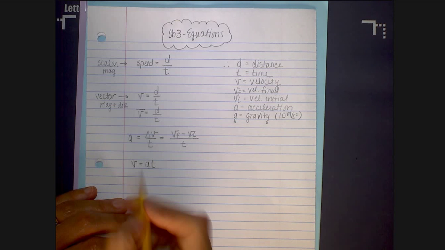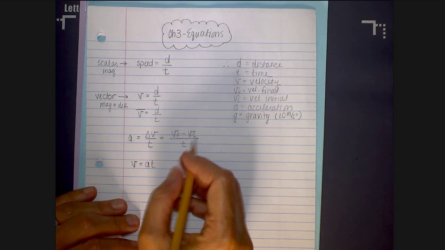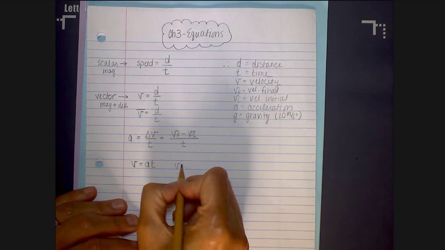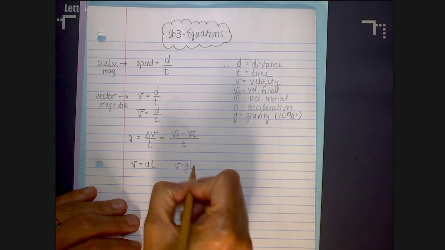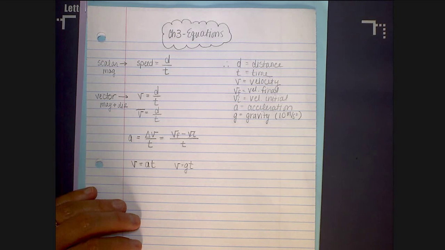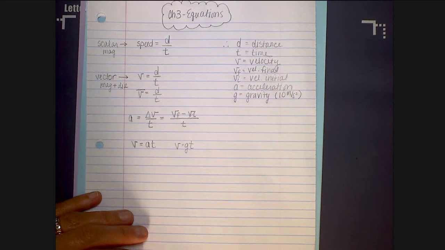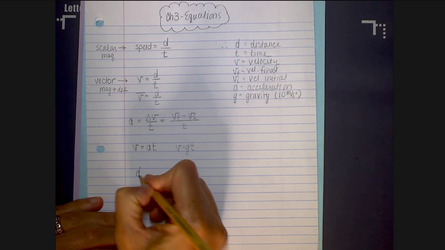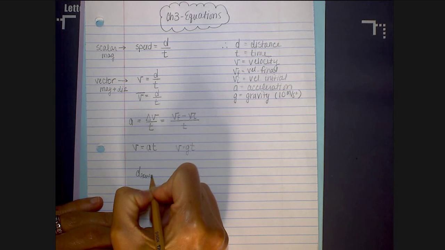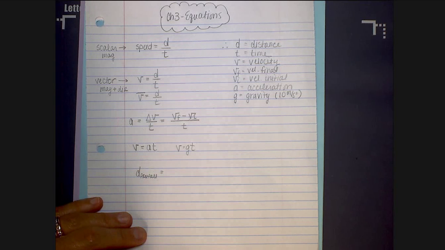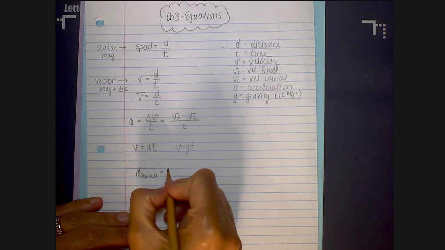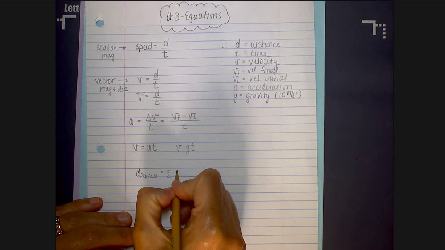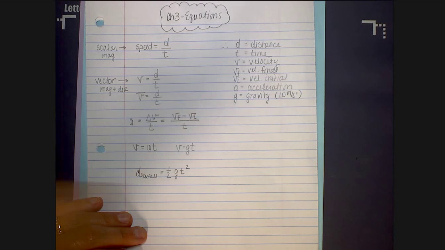So if we want to know the velocity of a free-falling object, then our v is going to be equal to g times t. So you'll see that the acceleration is going to be substituted by g. Now, let's say we want to know how far something falls, what its distance is. The distance of a free fall, that's when only gravity is acting on it, is going to be equal to 1/2 times the acceleration of gravity times time squared.